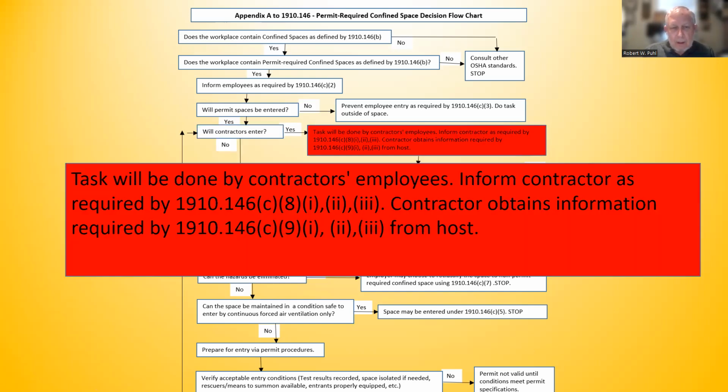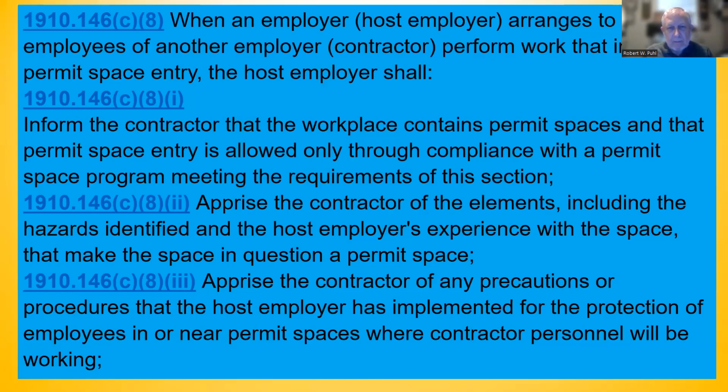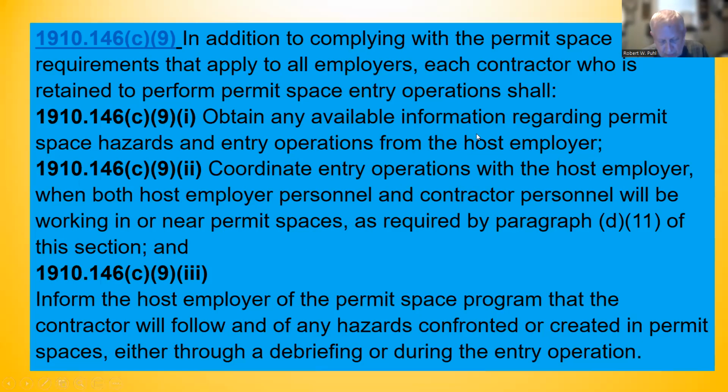So then you go over here to, if the contractor will enter, yes, the task will be done by the contractor's employees. Inform the contractor as required by 1910.146, and the contractor obtains information required by C8 and C9 from the host. And now here's what these are. C8.